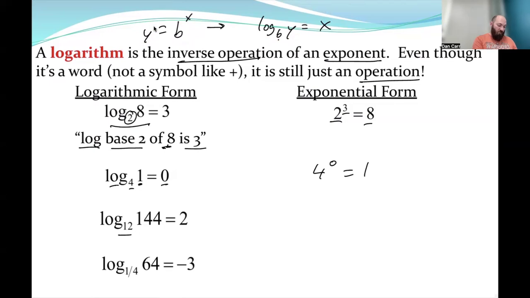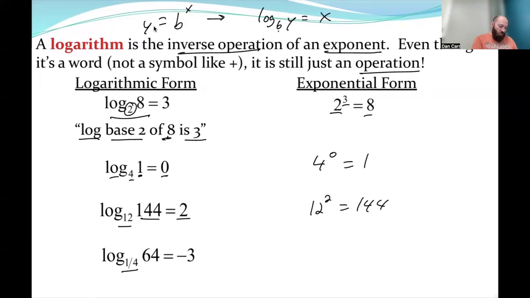Log base 12 of 144 is equal to 2. And the reason for that is because 12 to the second power is 144. Log base 1/4 of 64 is equal to -3 because 1/4 to the -3rd power is equal to 64. That's the pattern that we're showing in each of these spots. Base right here, base right here, okay? These numbers are exponents, and then these are the results right here, all right?